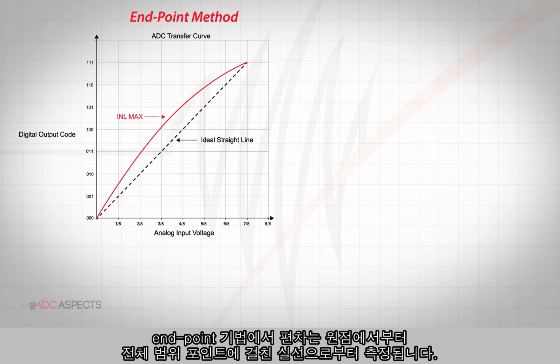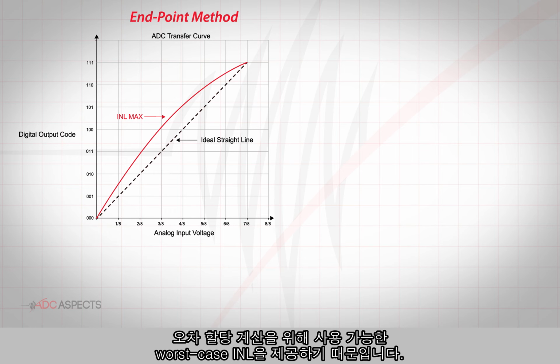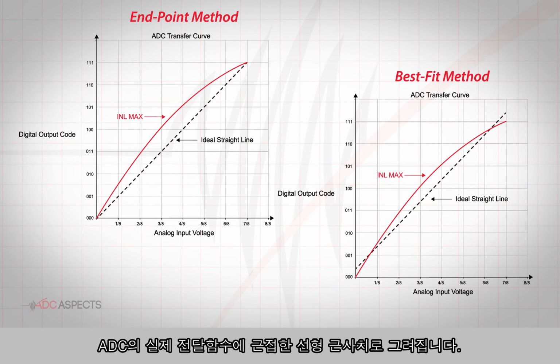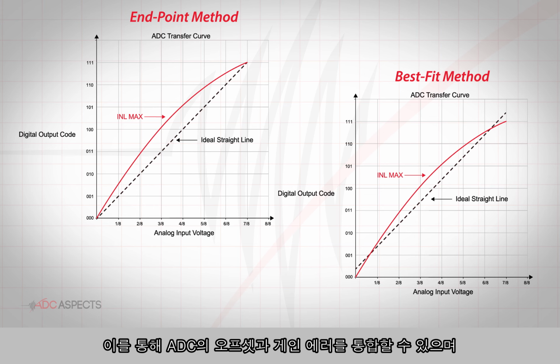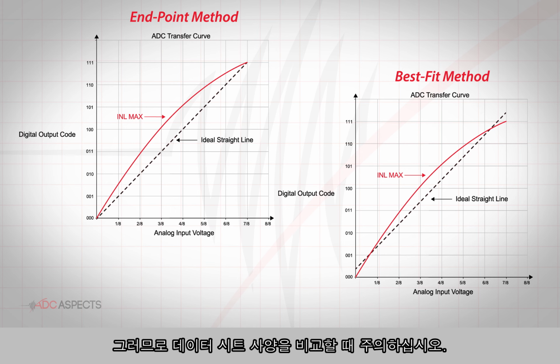For the endpoint method, the deviation is measured from the straight line that runs through the origin to the full scale point. This is the most useful INL measurement for precision measurements as it provides the worst case INL, which can be used for error budget calculations. For the best fit method, the ideal transfer curve is drawn as a close linear approximation to the actual transfer function of the ADC. Doing so incorporates the ADC's offset and gain errors, and results in nearly a 50% lower INL value. So care must be taken when comparing datasheet specs.